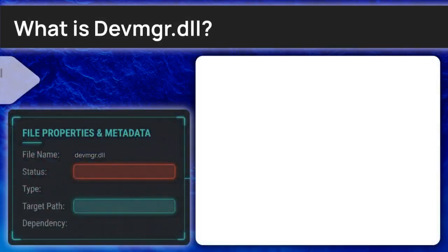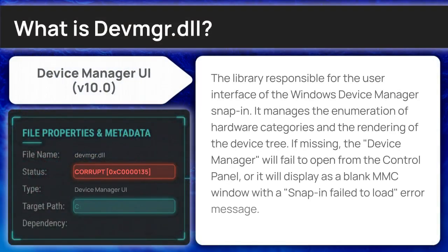This is the Device Manager Library, the library responsible for the user interface of the Windows Device Manager snap-in. It manages the enumeration of hardware categories and the rendering of the device tree. If missing, the Device Manager will fail to open from the Control Panel, or it will display as a blank MMC window with a snap-in failed to load error message.